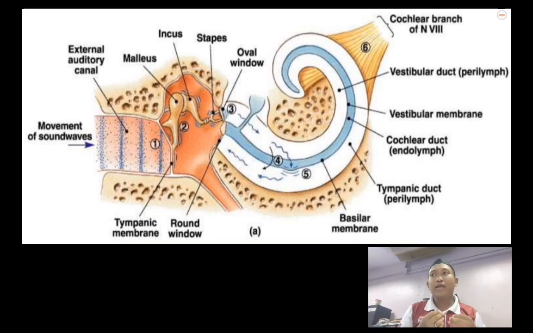So you can see here, the malleus moves the incus, which means that the malleus gets the sound energy from outside into our malleus, and then it moves the incus and vibrates the stapes, and after that it sends the sound to the oval window. The oval window transmits sound into the scala vestibuli.